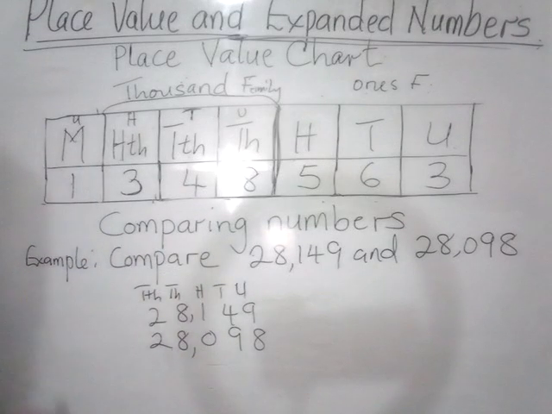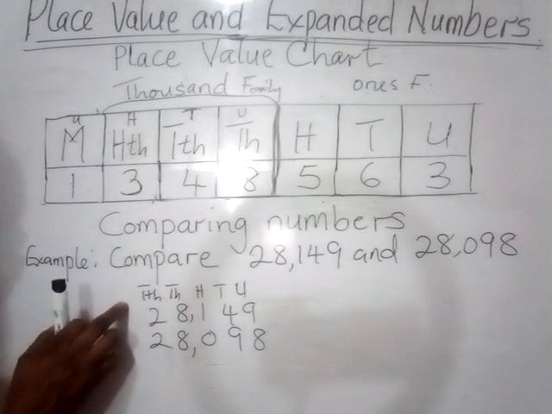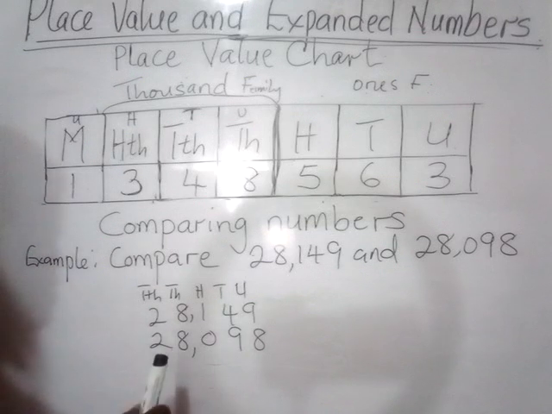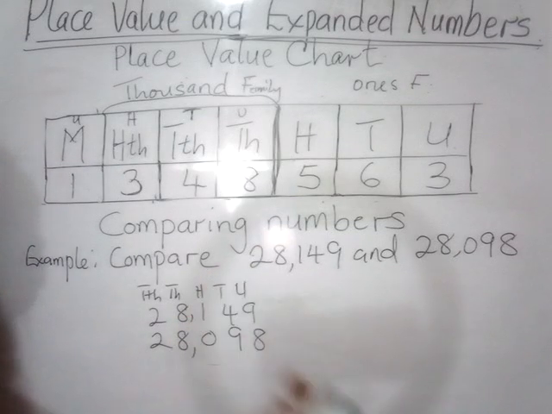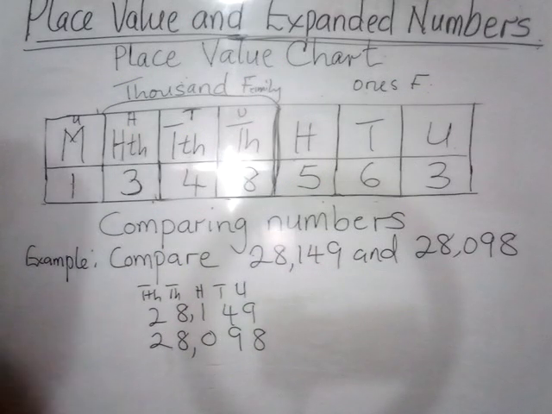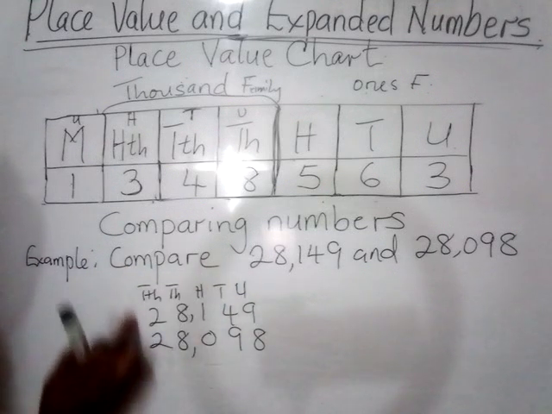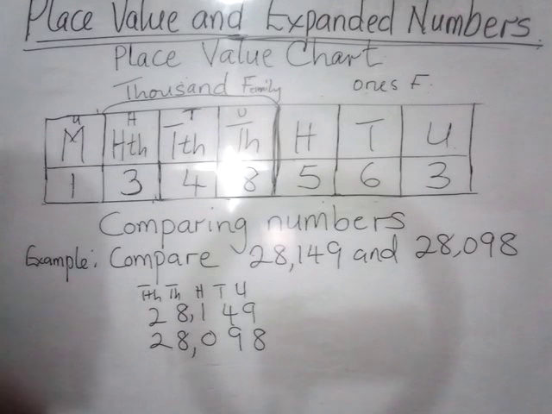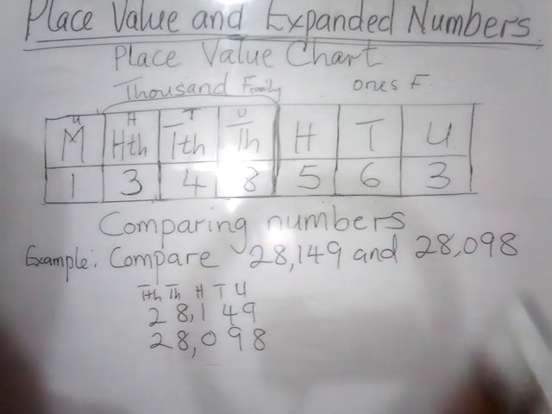Now, in the case of comparing numbers, always start from the left. That is the position that has the highest value. Please, when you are comparing numbers, you do not start from the position with the least value, which is the unit. Most of the time we always work from the right towards the left. But in the case of comparing, you are working from the left towards the right because you are starting from the position with the highest value, and you work towards your right.